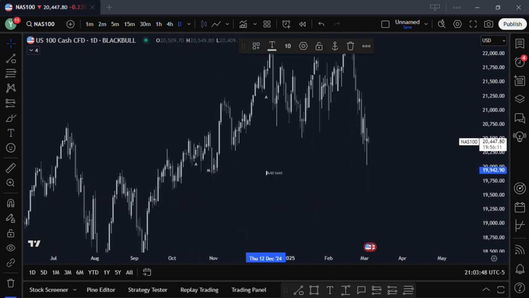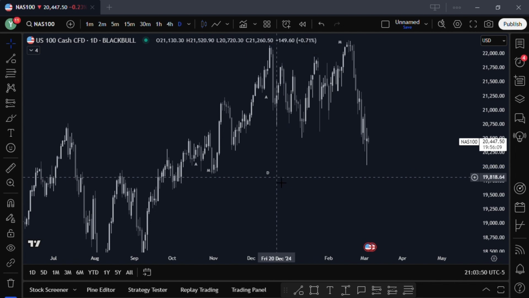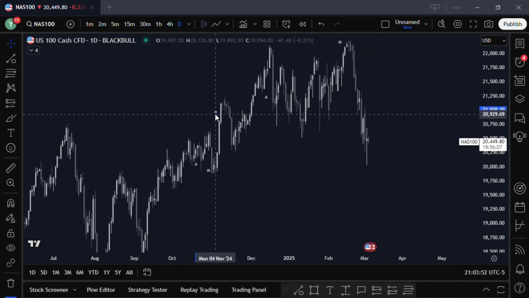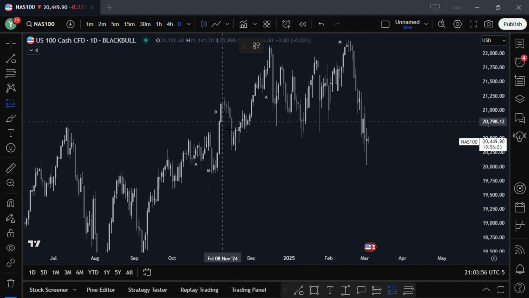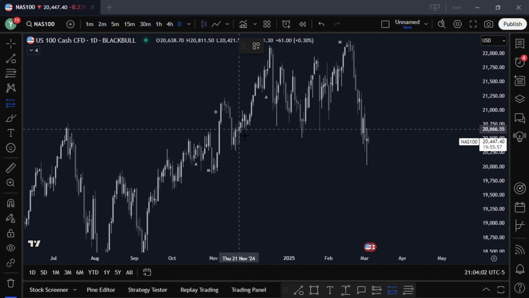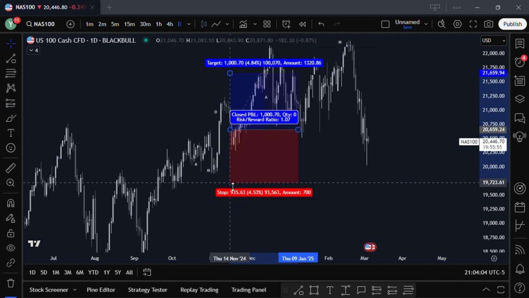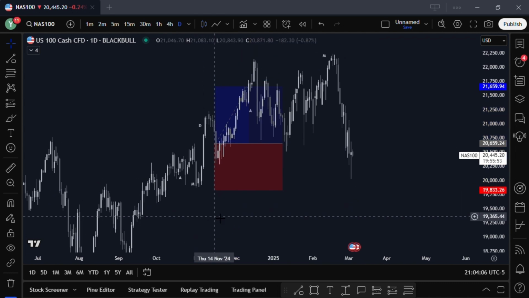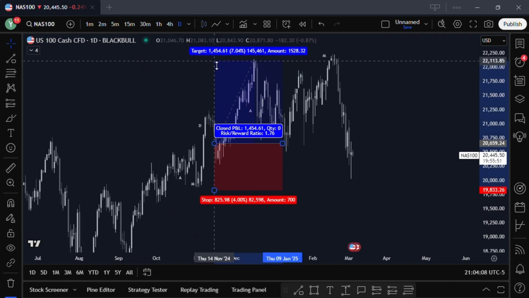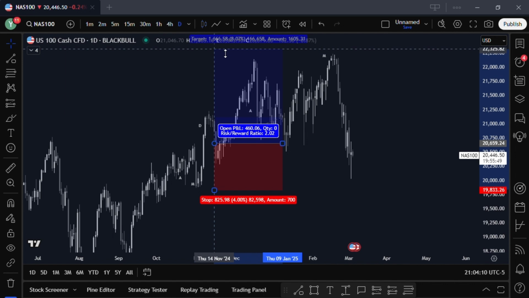And then distribution here. And usually you have a lot of imbalance in an area like this. I like to enter on the breaker, which we can get into at some point, not today though. And then you can take this to the upside.